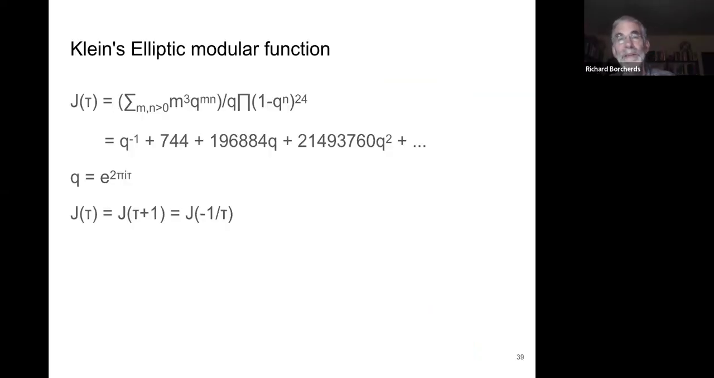And Klein, as well as inventing his bottle, invented this modular function, which has a slight misprint in it here. But I don't suppose you really care about that. This can be written as a power series in this number q. And if you look at this power series, you see one of the coefficients is this number 196884.